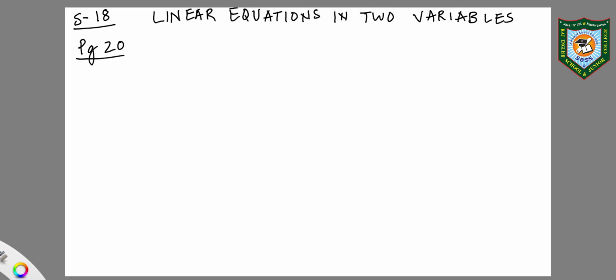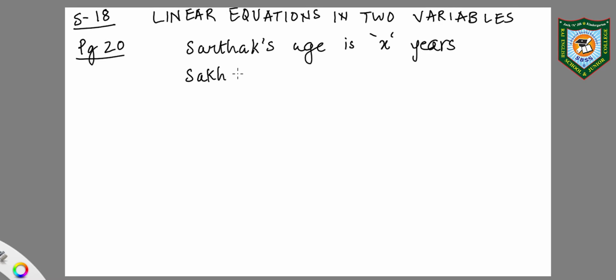Now, there is a particular activity in which, in the center box, it says: I am Sarthak and my present age is X years. So I'm going to make sure that all the data is correct. Sarthak's age is X years. And below that, my present age is Y years. And the girl is Sakshi. Sakshi's age is Y years.